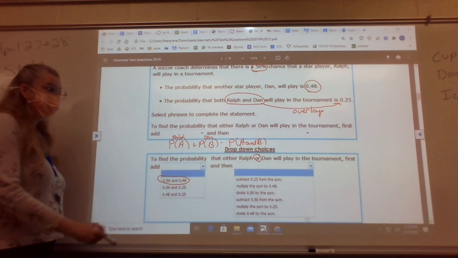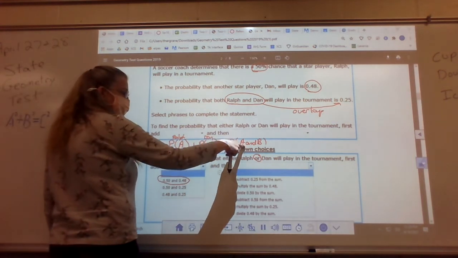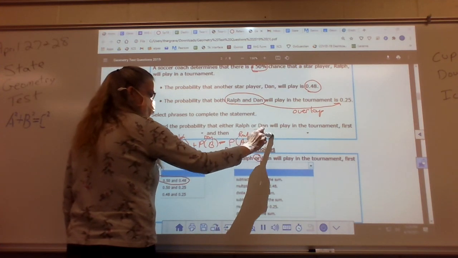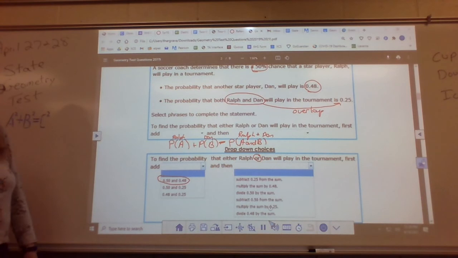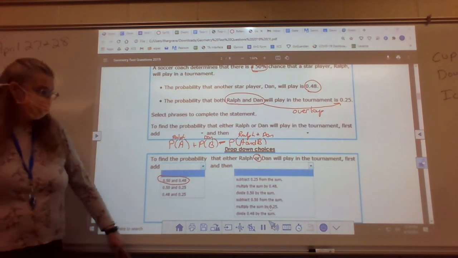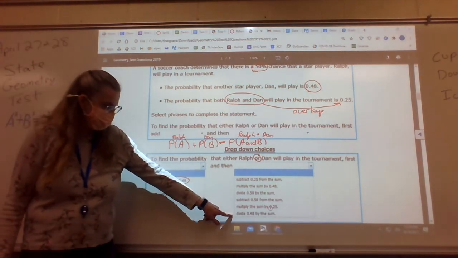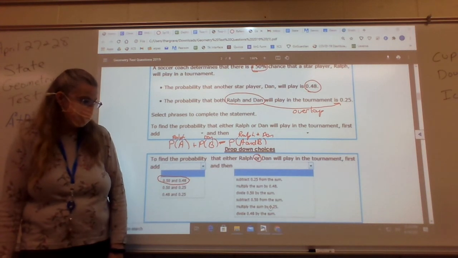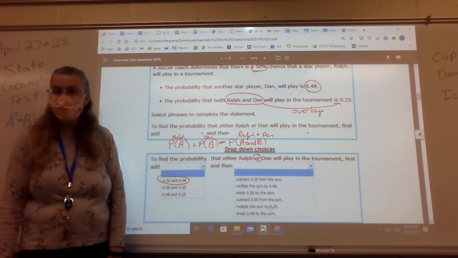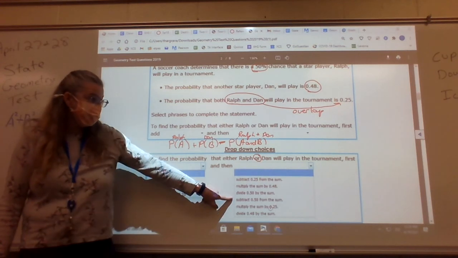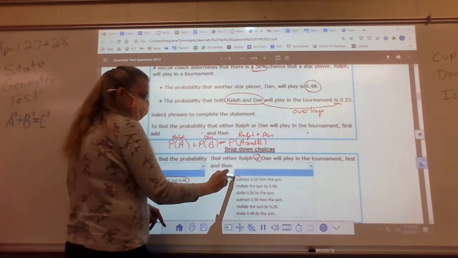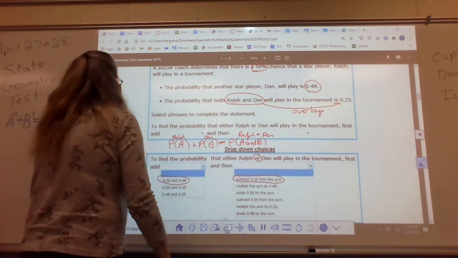Well, they gave us the formula. Formula says to subtract the overlap, which is Ralph and Dan. So which one of those is subtracting Ralph and Dan, the overlap? Out of the 6, 1, 2, 3, 4, 5, or 6? 4. It is a subtract, but the overlap of Ralph and Dan was 0.25. So that's what you want to subtract. That's the overlap.